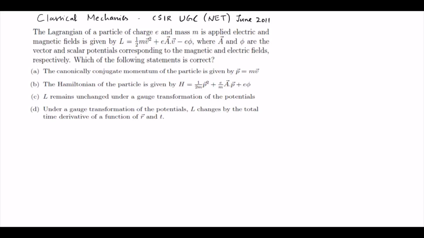This is a classical mechanics problem which was asked in CSIR UGC NET June 2011. The problem says: consider a particle of charge e and mass m to which we apply electric and magnetic fields. Then the Lagrangian for that system is given by L = 1/2 m v² + e A·v − e φ, where A is the vector potential and φ is the scalar potential corresponding to the magnetic and electric fields.